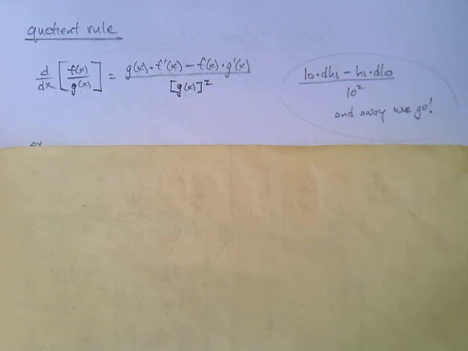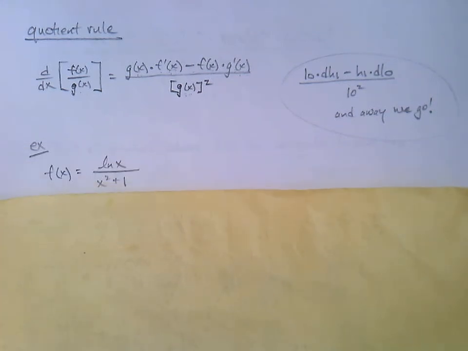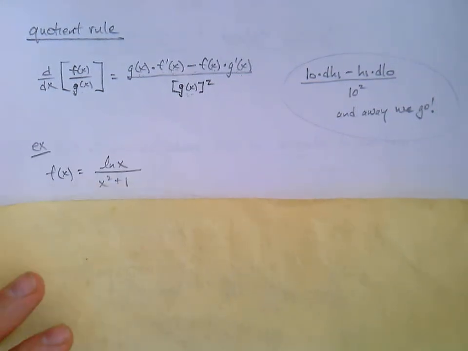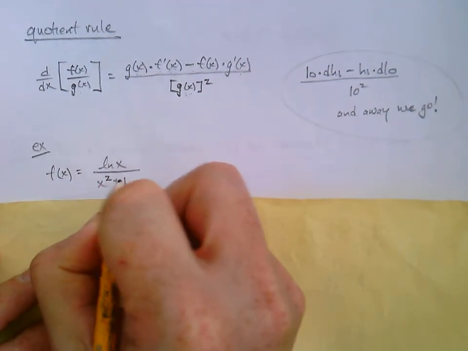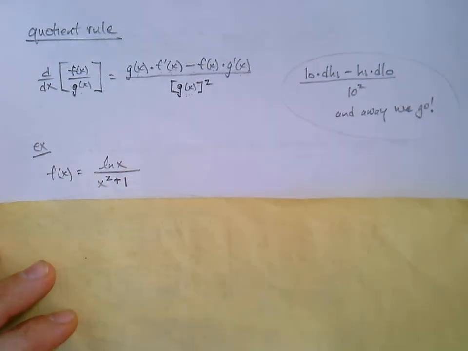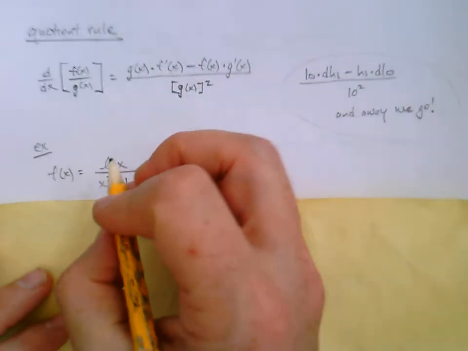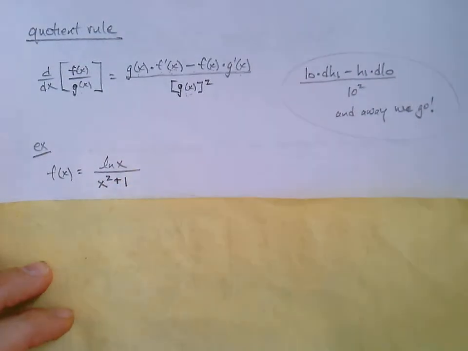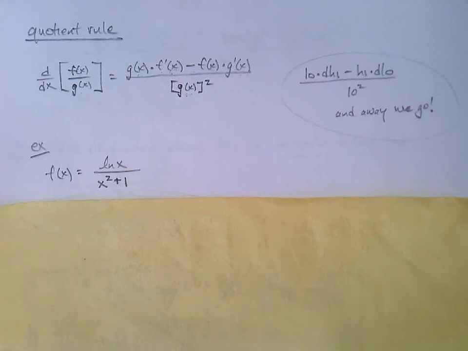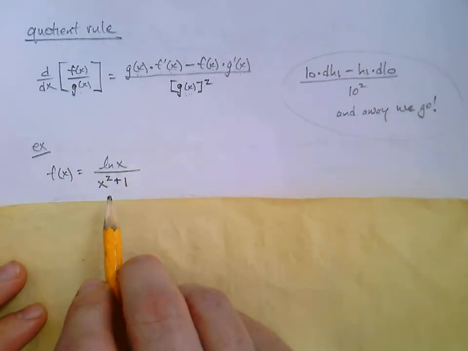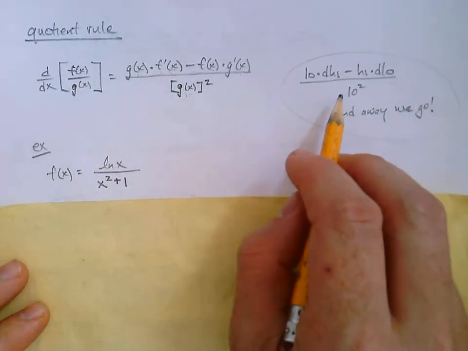We just learned the quotient rule. Let's see some examples. Let's start with the one that I showed you guys at the beginning of the section. f of x equals the natural log of x divided by x squared plus 1. Okay, so we have a high, we have a low. Let's follow the pattern.